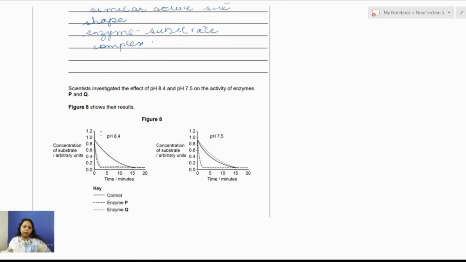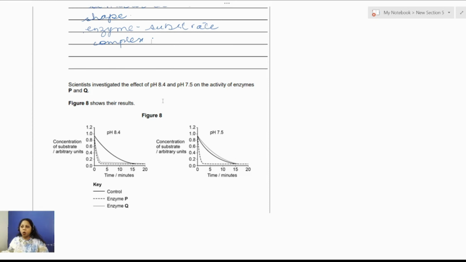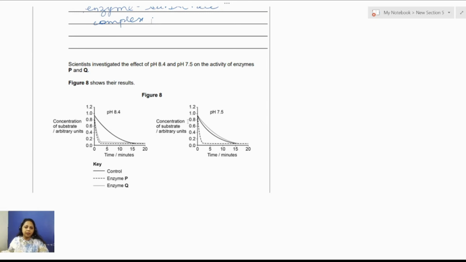Next, a graph is given. Scientists investigated the effect of pH 8.4 and 7.5 on the activities of the enzymes P and Q. So a figure shows the values. What do you get from these values? We have 8.4 as well as 7.5. Do you find any difference? Which enzyme is performing best at 8.4, and which enzyme is performing best at 7.5?